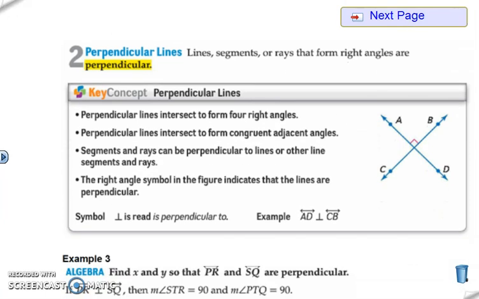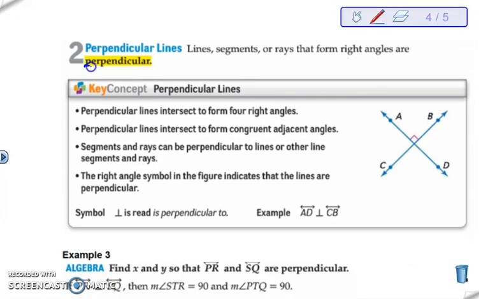Okay, so the last thing to talk about is perpendicular lines. Right, so perpendicular lines create right angles. So we know it's a right angle because they're going to mark it with the little box. When you see this upside down T, that's the symbol for perpendicular, so we don't necessarily have to write that long word out every single time.